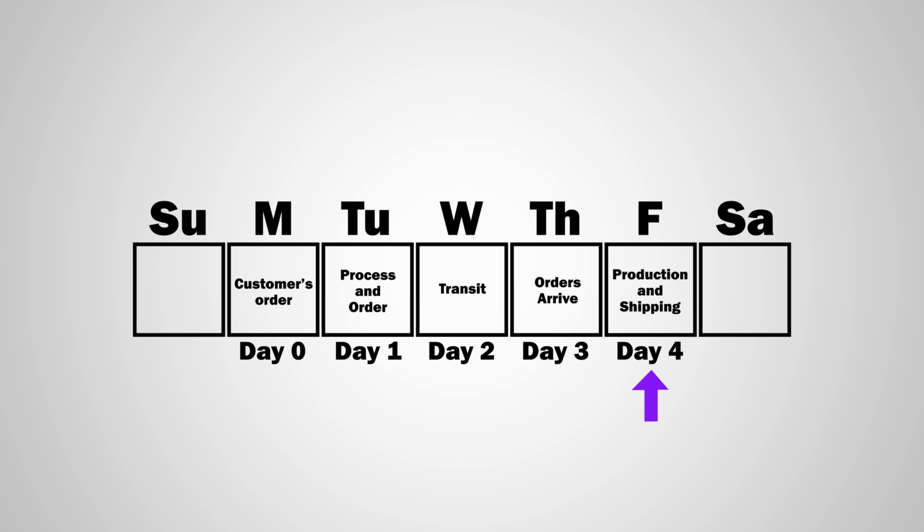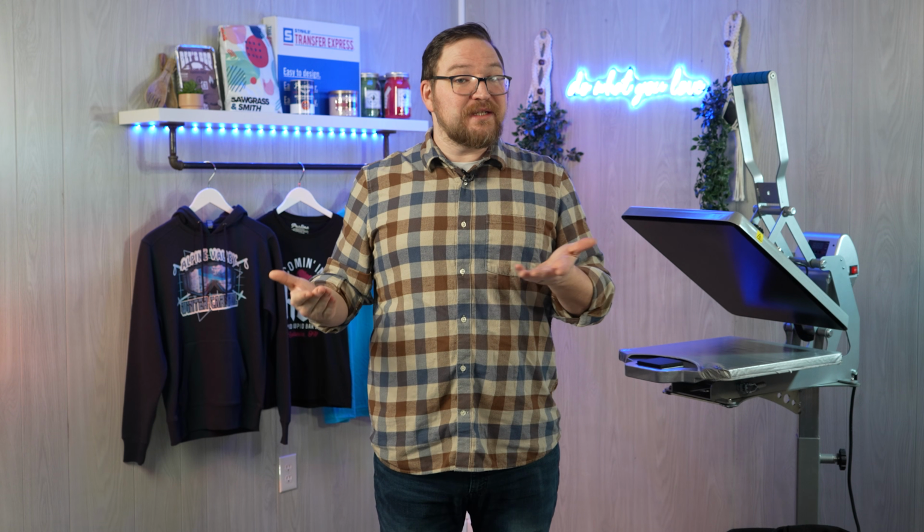So if a customer orders on Monday as day 0, it's going to leave the shop for shipping or pickup on a Friday night as day 4. Now, of course, you could build in any extra day there if you need wiggle room, or maybe even produce that day that both the transfers and the apparel arrive, allowing you to ship that day earlier. Now, you may need to compensate for some wiggle room if you have a very full production schedule, but that all depends on your shop's capabilities and current workload.